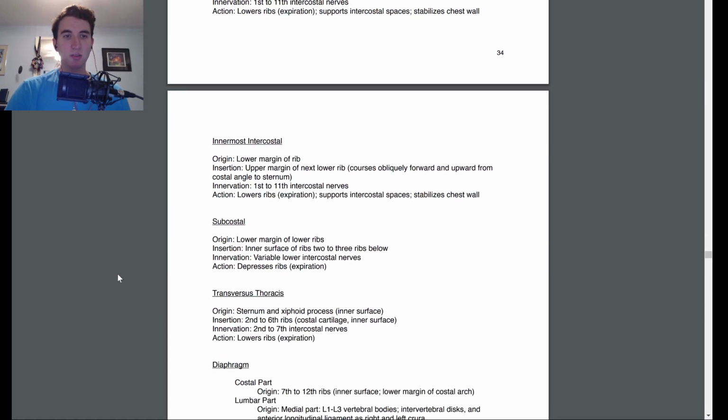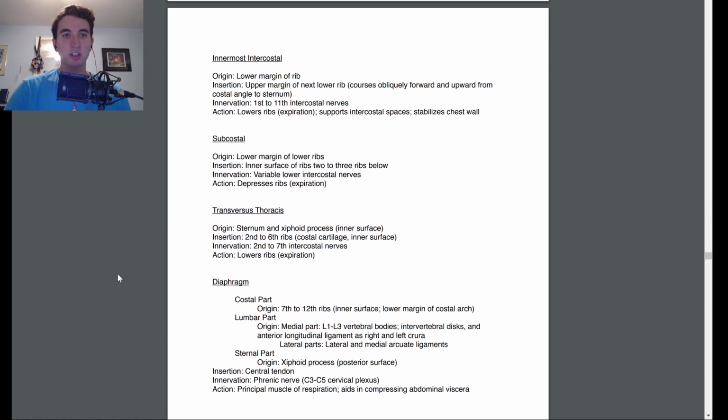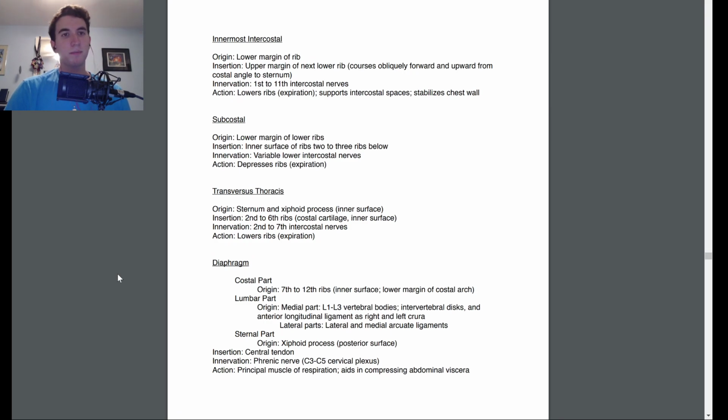Then we have the innermost intercostal, which originates at the lower margin of rib, inserts at the upper margin of the next lower rib, courses obliquely forward and upward from the costal angle to sternum. Innervation is caused by the 1st to 11th intercostal nerves, and the actions are it lowers the ribs, expiration, and supports intercostal spaces, as well as stabilizing the chest wall.